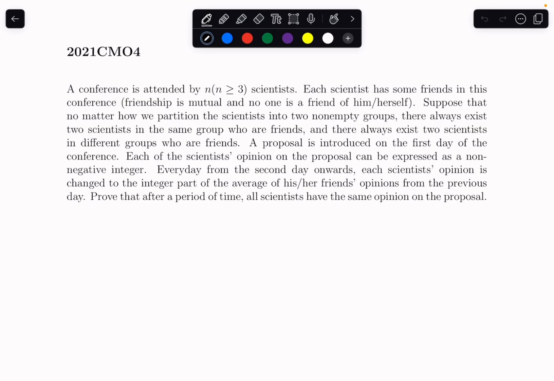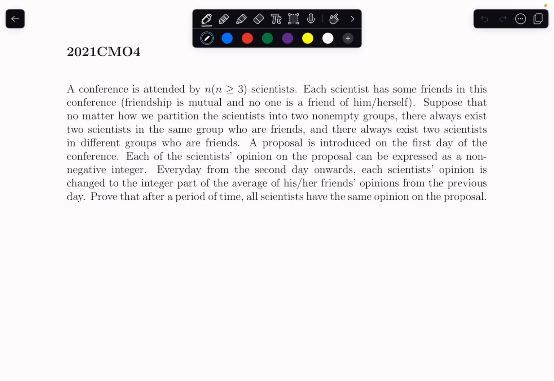This is the China Mathematics Olympiad 2021, the fourth problem. It says that a conference is attended by n scientists. Each scientist has some friends in this conference. Suppose that no matter how we partition the scientists into two non-empty groups, there always exist two scientists in the same group who are friends, and there always exist two scientists in different groups who are friends.